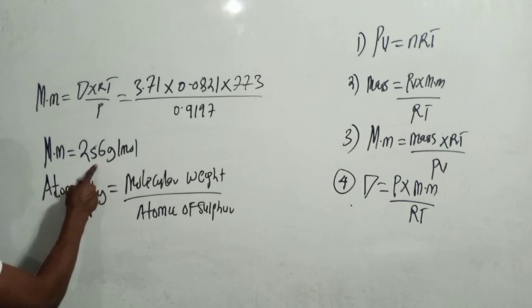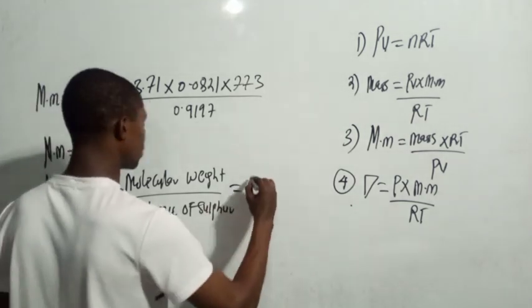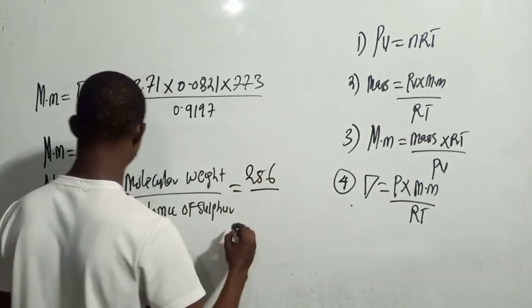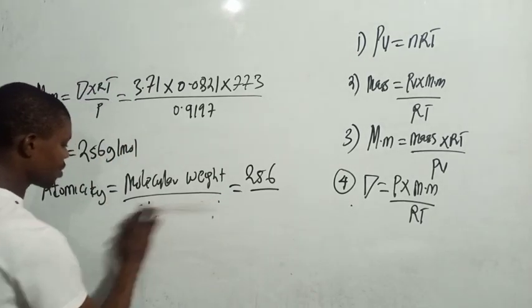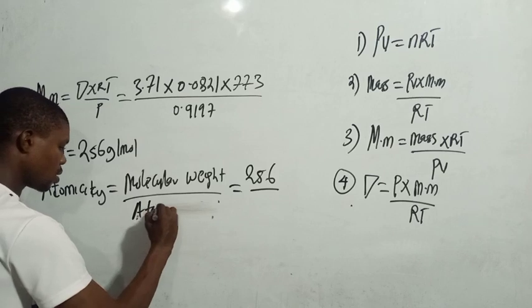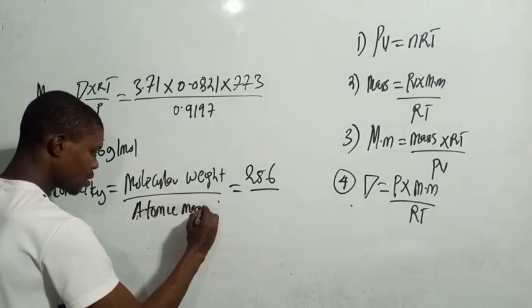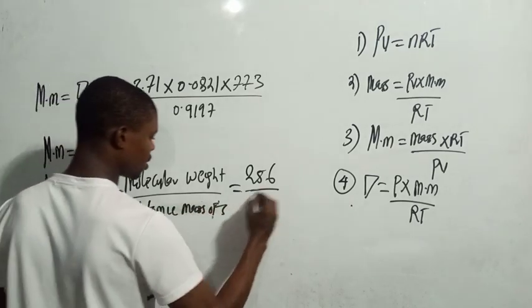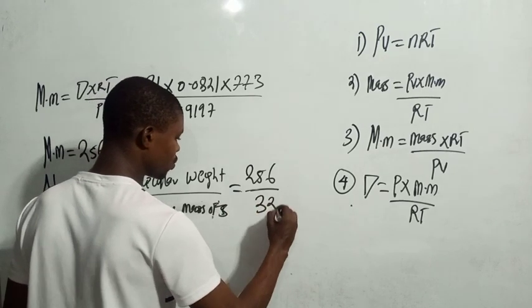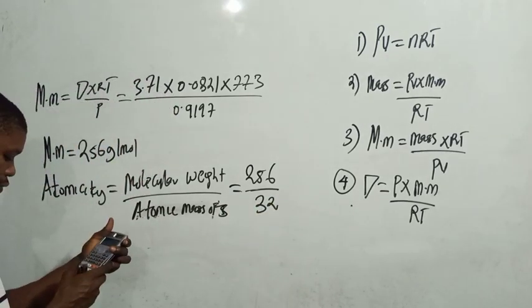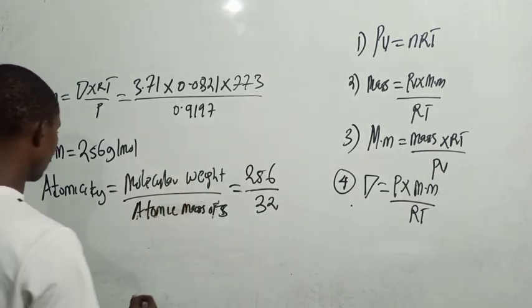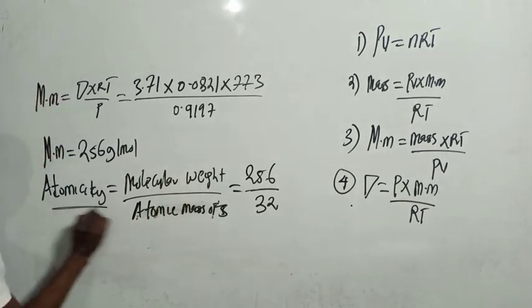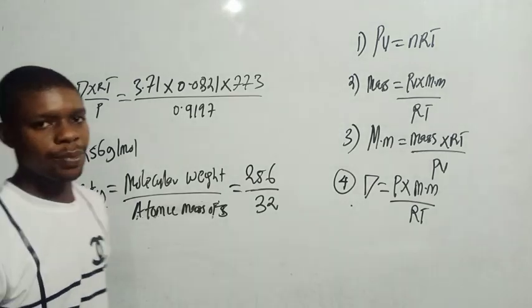So if you input it here, 256 over the atomic mass of sulfur, which is 32. If you do that here, we have 256 divided by 32. Here we have 8. So my atomicity, remember, atomicity is the number of atoms in a molecule.